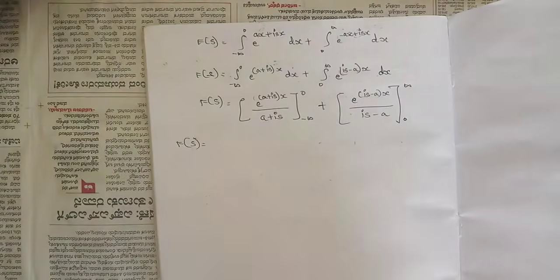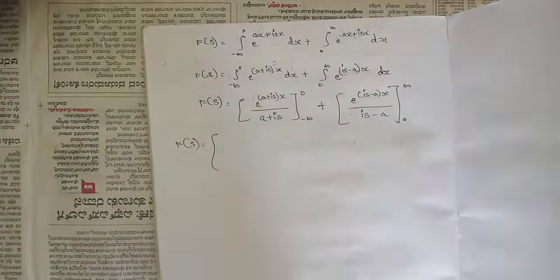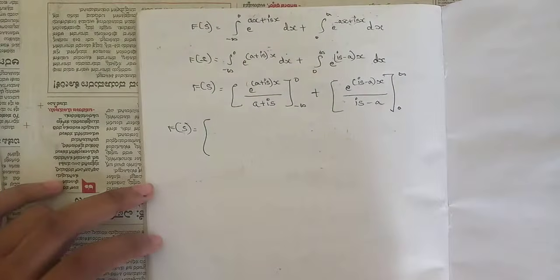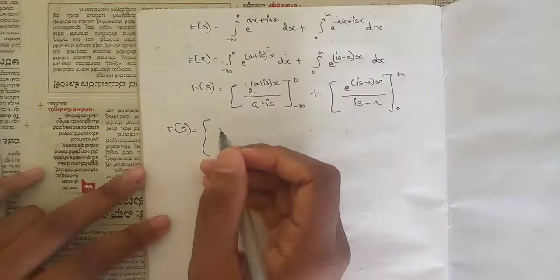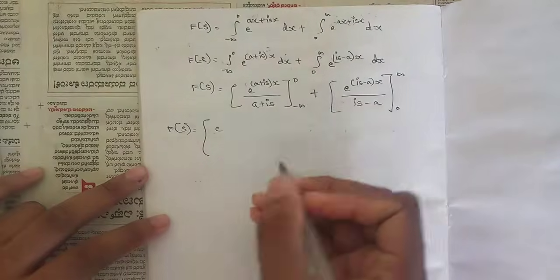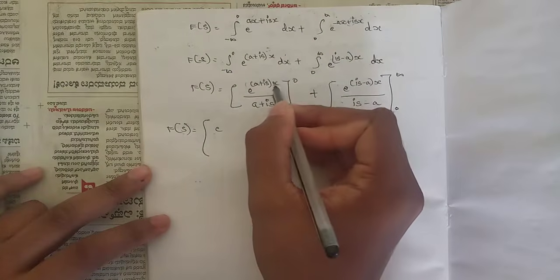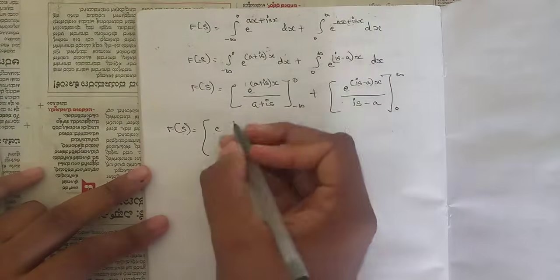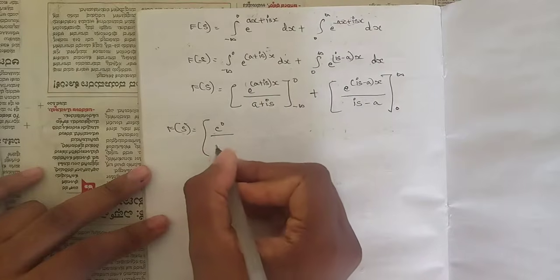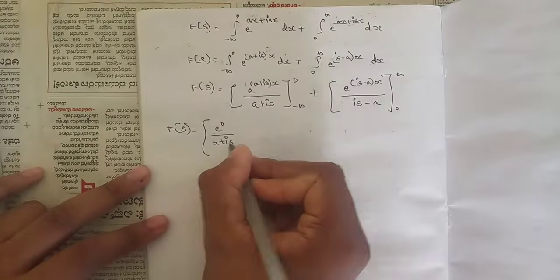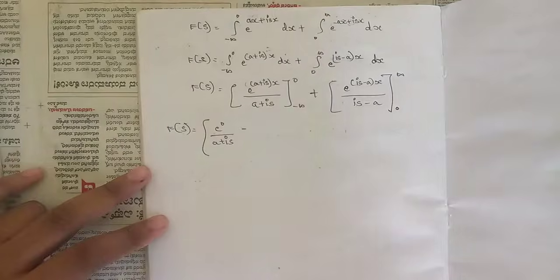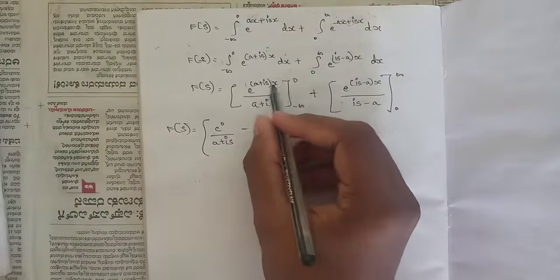So now split the limits and solve for the limits. The upper limit is 0, so e power (the exponent times x) with x equal to 0 is e power 0 divided by a plus s, with the plus sign. Now the lower limit is minus infinity.